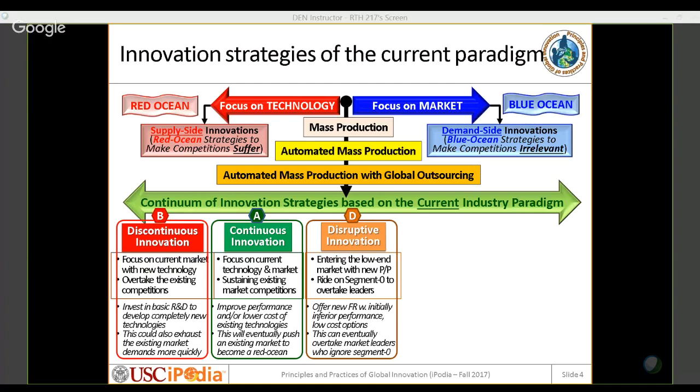this new requirement, but because it's new, by definition, the performance will be low, so they will come into the low end of the market. But once the customer latches onto this product, the technology will start to grow, and this will follow the segment zero progression, and eventually will push the incumbent out. So this has been very successful, and there are many successful examples.